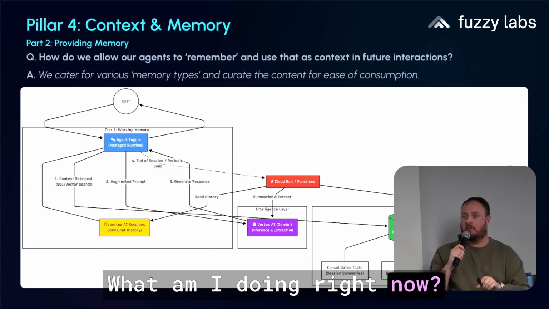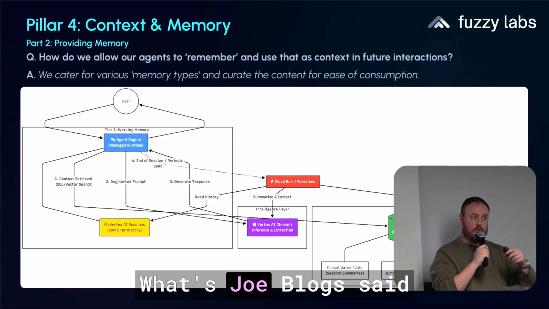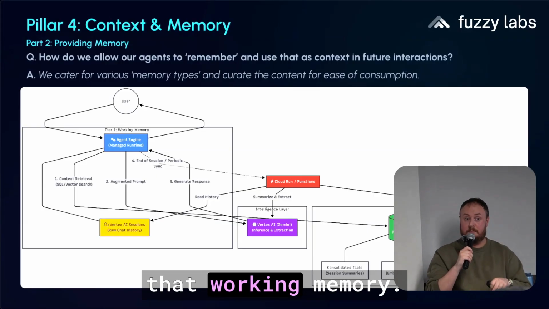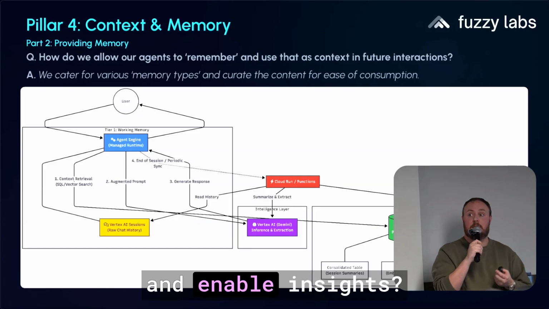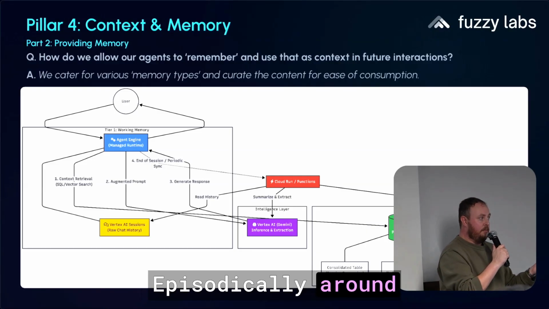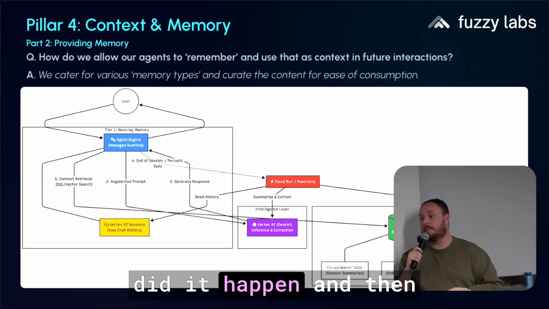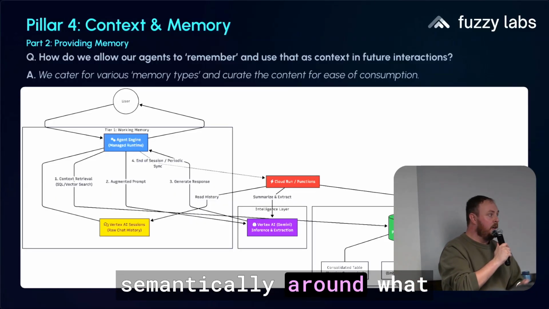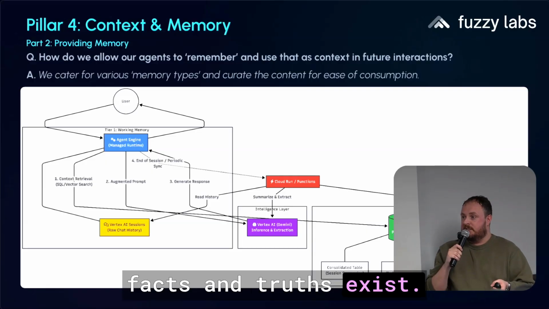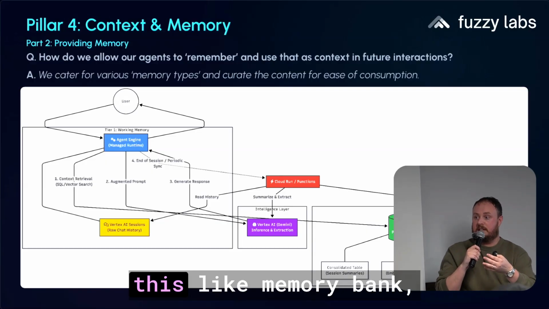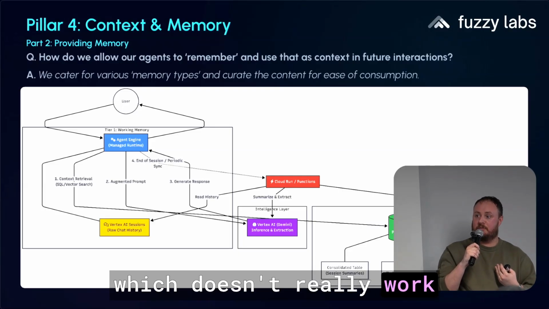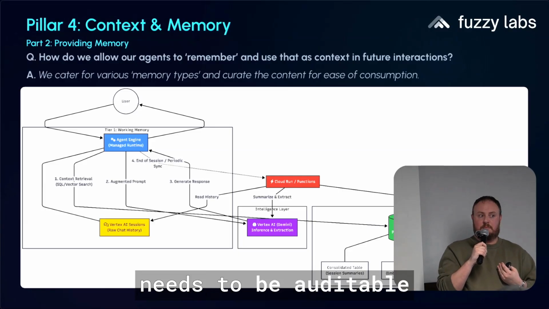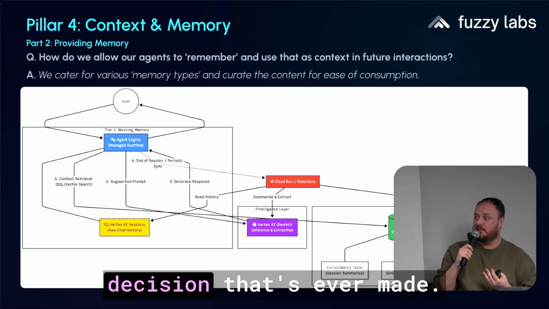What am I doing right now? What have I said right now? What's Joe Bloggs said to me right now? It's that working memory. How do we then get insights and enable insights episodically around what happened, when did it happen, and then semantically around what facts and truths exist. Now, there are Google products that exist for this, like Memory Bank, but it's a black box, which doesn't really work for an organization that needs to be auditable and visible around every decision that's ever made.